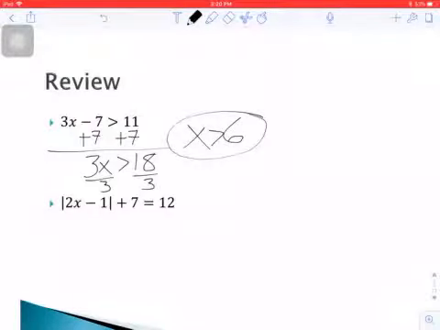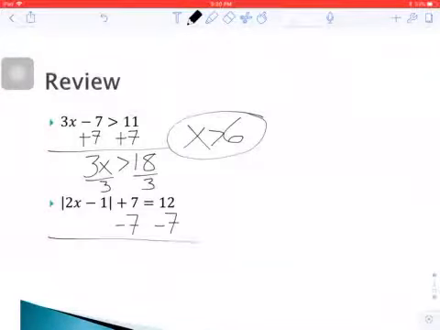For the second one, you'll notice it's a little bit different because we have absolute value here. And in general, your first order of business whenever you're dealing with absolute value stuff is to get the absolute value sign by itself first. So we're going to move the 7 to the other side first and get absolute value of 2x minus 1 is equal to 5. Now the question is, what do I do with that?